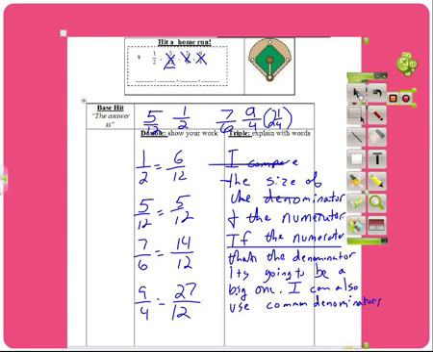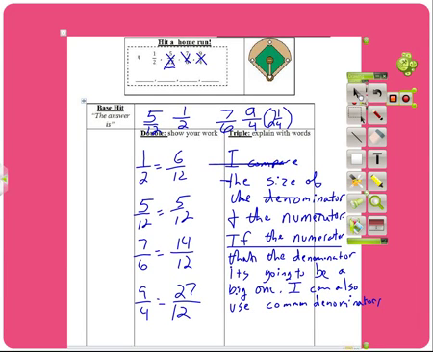Now, Maya does something else. When she compares fractions, what do you do, Maya? You change them to something else. Maya changes them to decimals. Okay, so there's plenty of writing to do to show that you understand this.